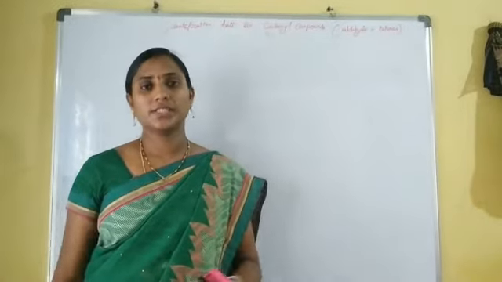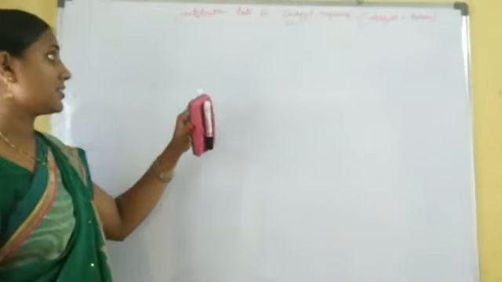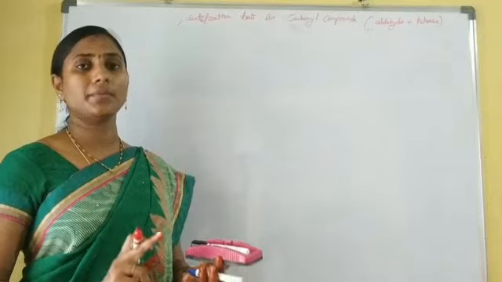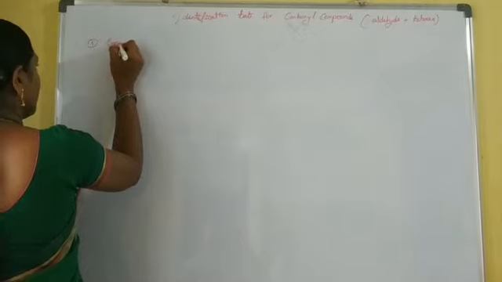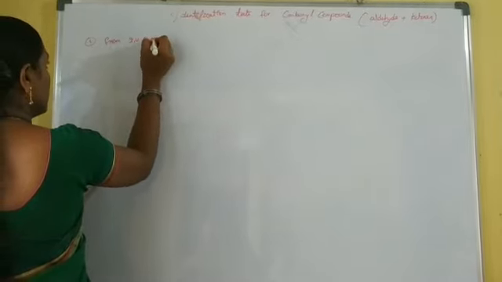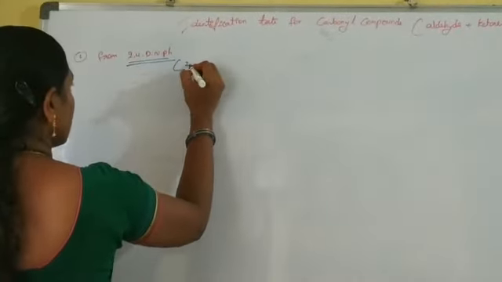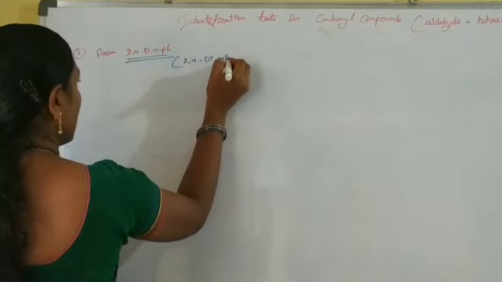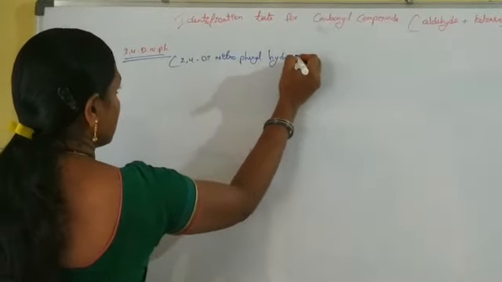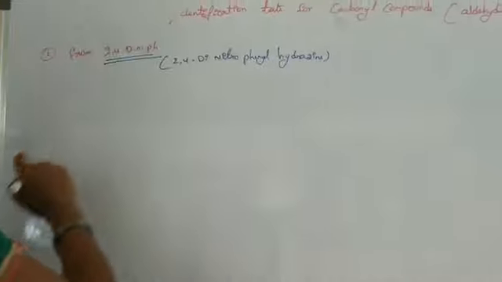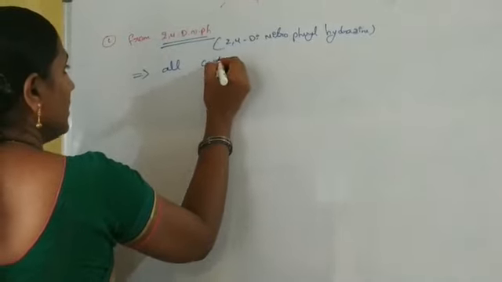Hello everyone. Today we will discuss identification tests for carbonyl compounds. Different identification tests are there. First, the preliminary or primary identification test for carbonyl compounds is with 2,4-DNPH. The full name of 2,4-DNPH is 2,4-dinitrophenyl hydrazine. This 2,4-dinitrophenyl hydrazine is given by all carbonyl groups.